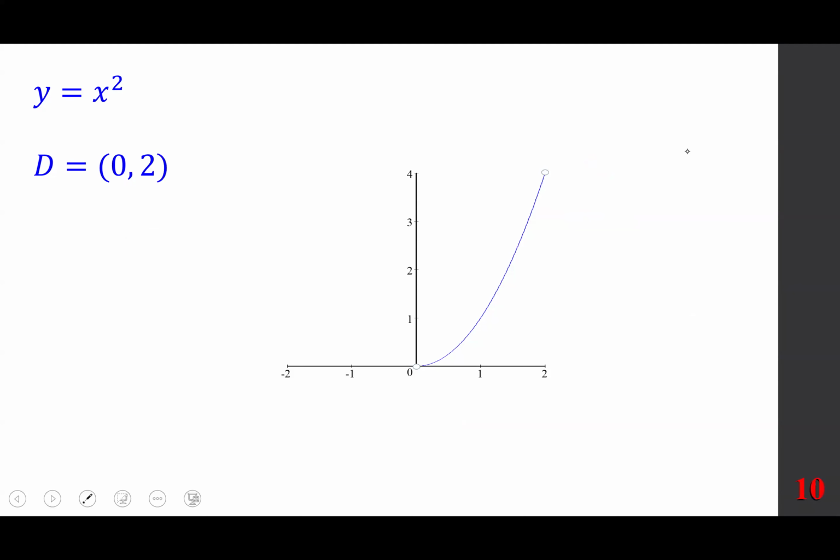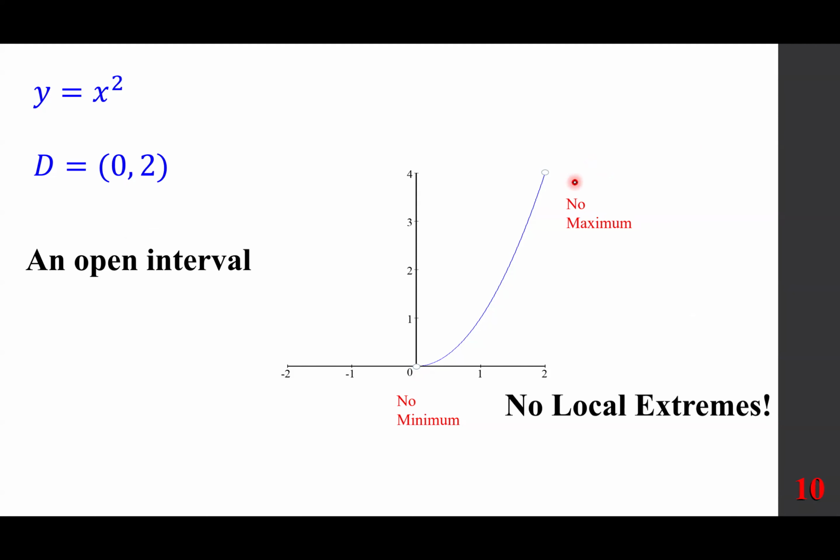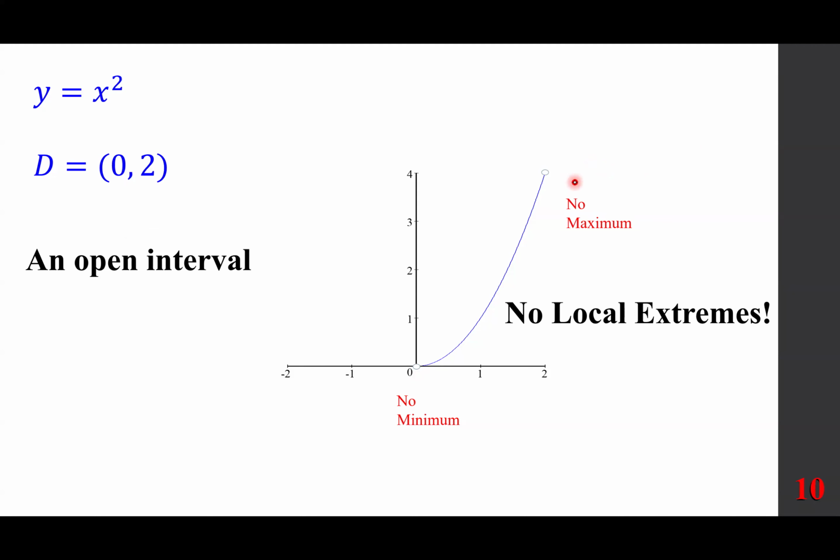Again, let's look at the same function, but this time it's an open interval. That means both ends are out. So we have absolutely nothing. No minimum, no maximum, no local extremes. There is nothing there.